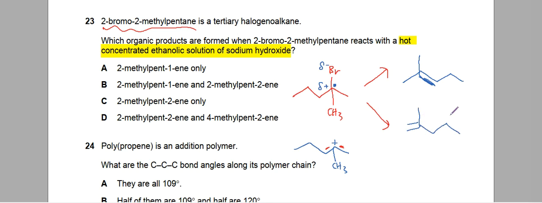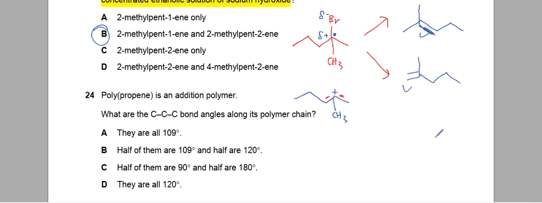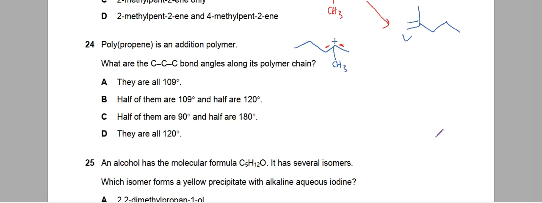So this corresponds to B, 2-methylpent-1-ene, with pent-2-ene at the second position. Polypropene, the structure is like this.